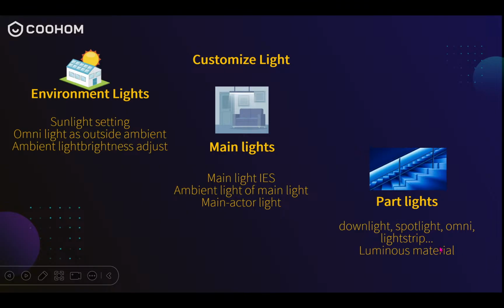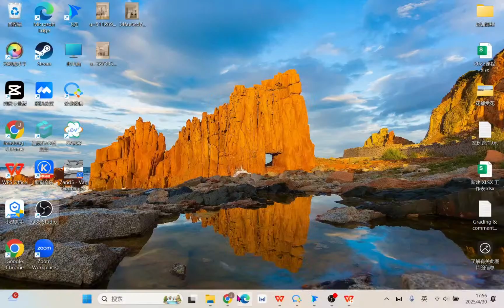And then the final thing is the part light, for example, downlight, spotlight, omni light, light strip included, and the luminous material. So in total, we have these three steps. Let's first do it.